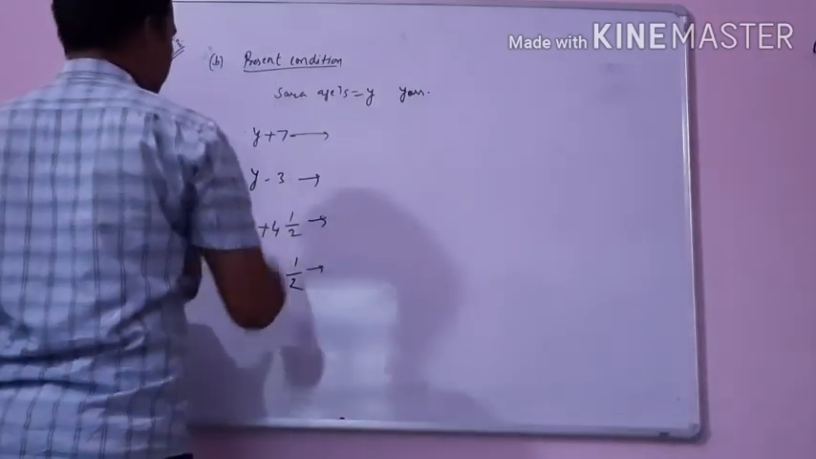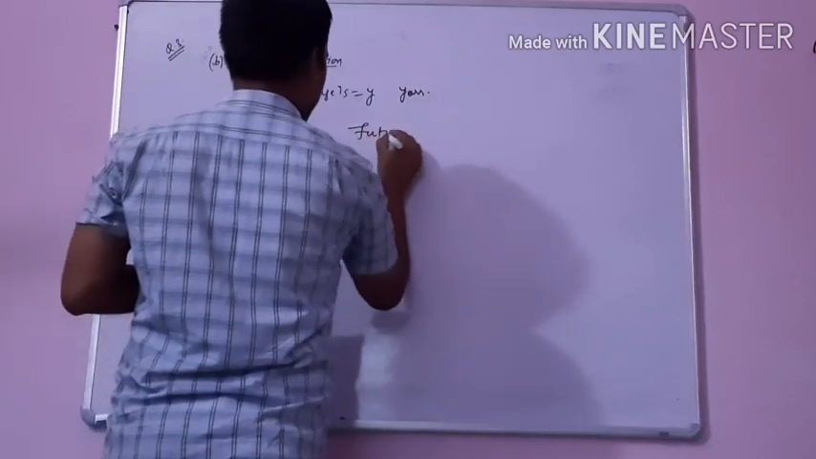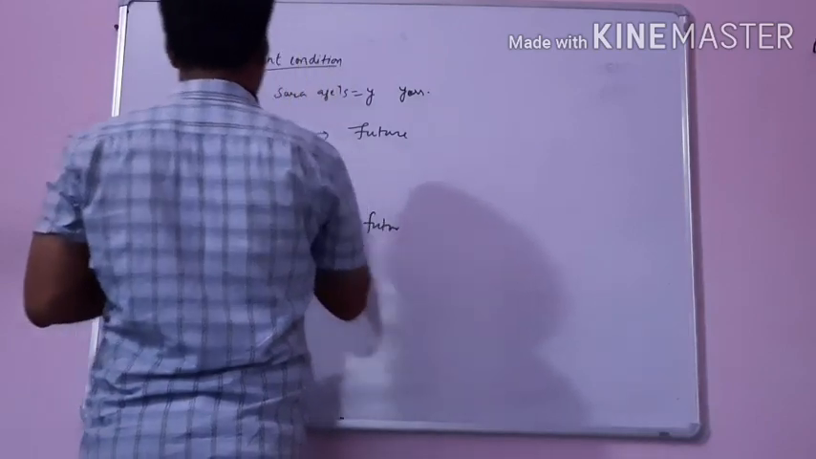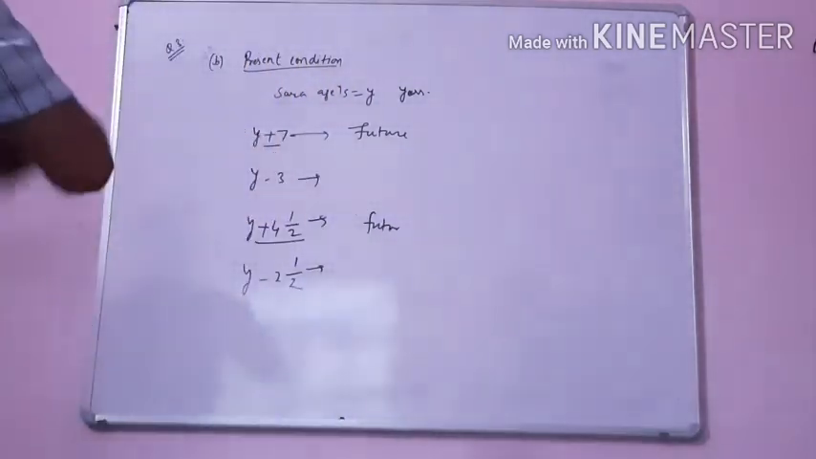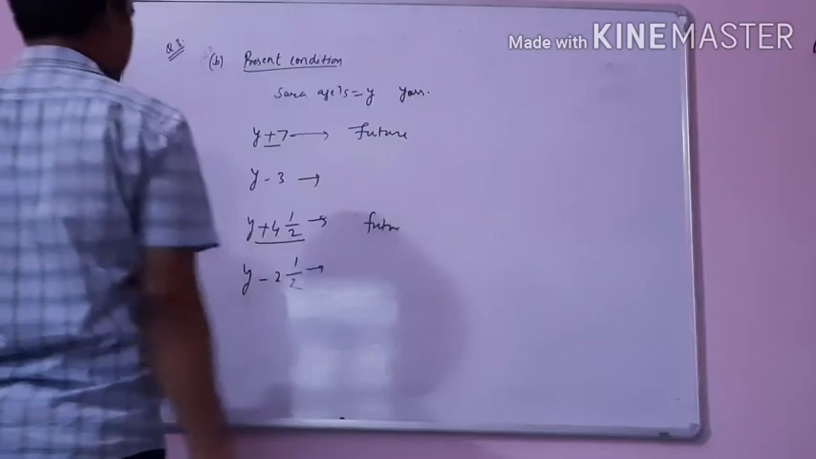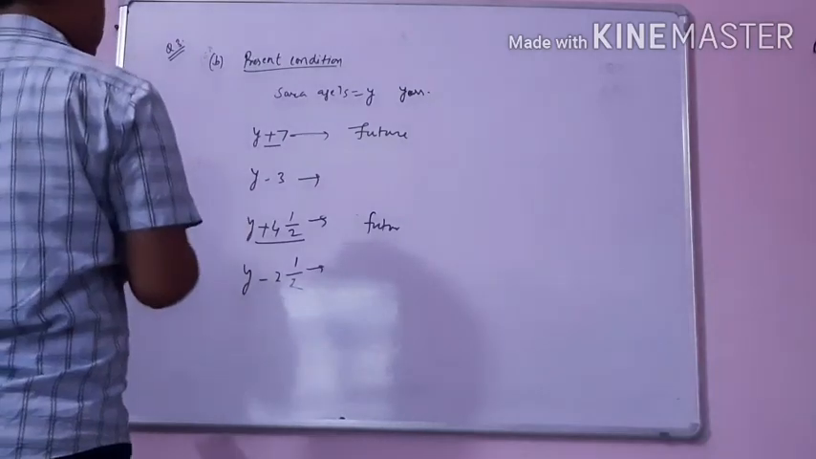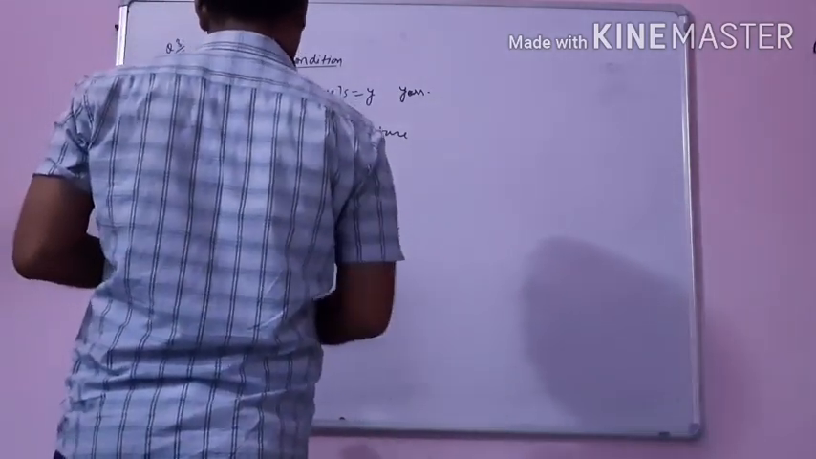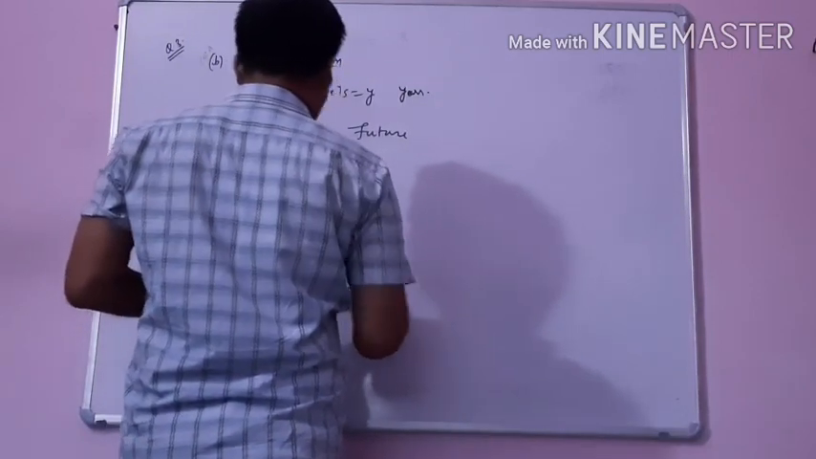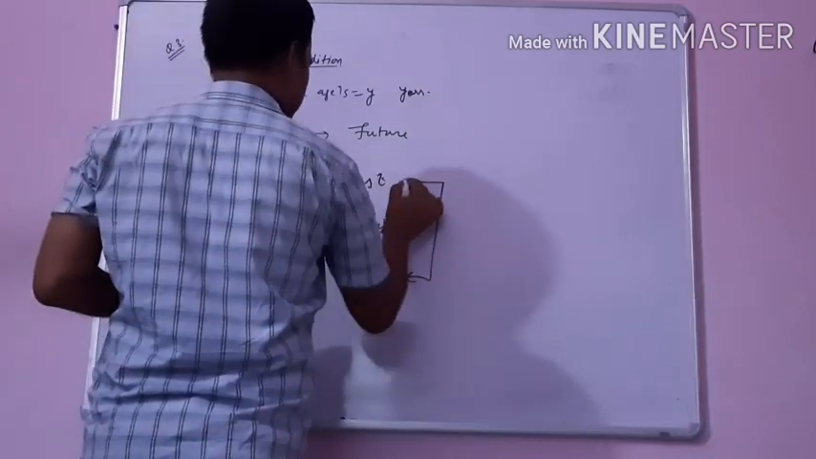Whenever there is a plus sign, that will indicate future age. So y plus 7 means 7 years from now, that will come after 7 years. Y minus 3 has already happened, meaning 3 years earlier, so this will be the past. So two expressions indicate the future and these two indicate the past.